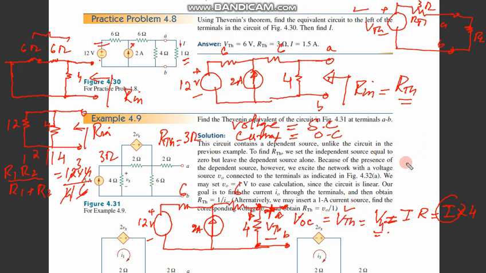To find that current, you can use the mesh method like this one, I1 and I2. You can use nodal analysis by selecting nodes. You can use source transformation.